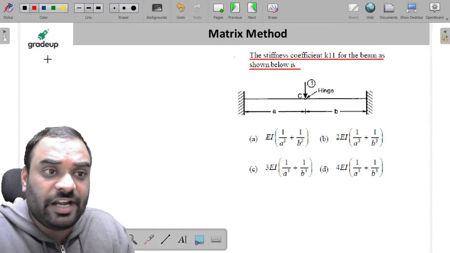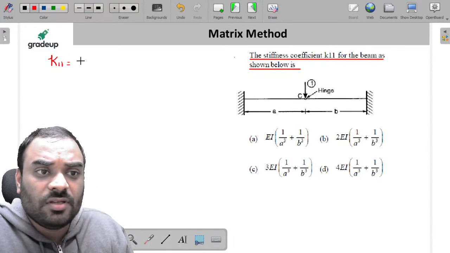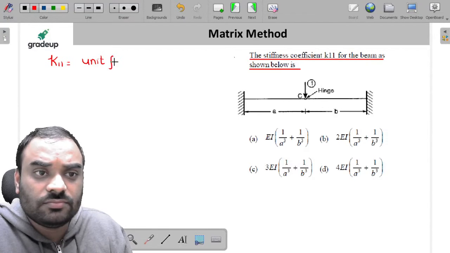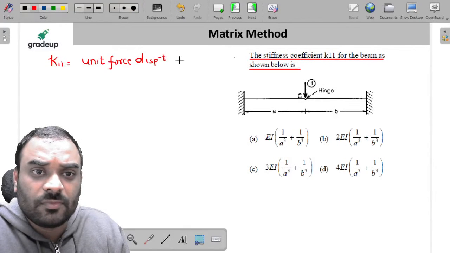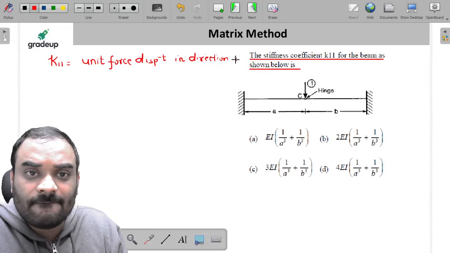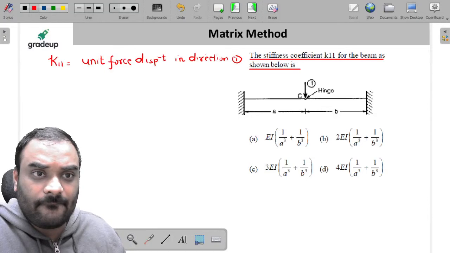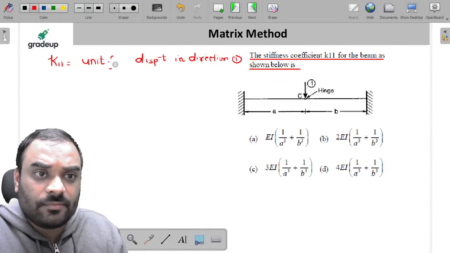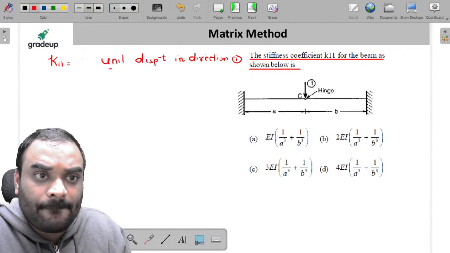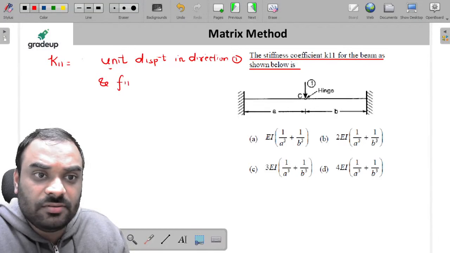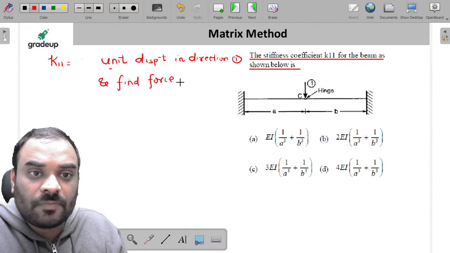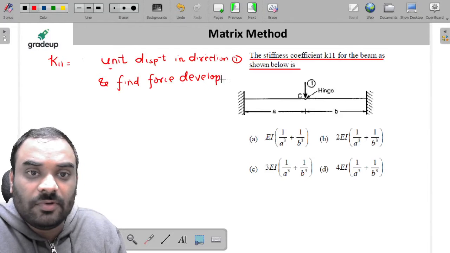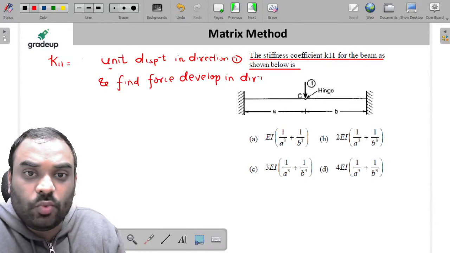Let me write here. What do you mean by K11? Unit displacement in direction 1, and find the force developed in direction 1.